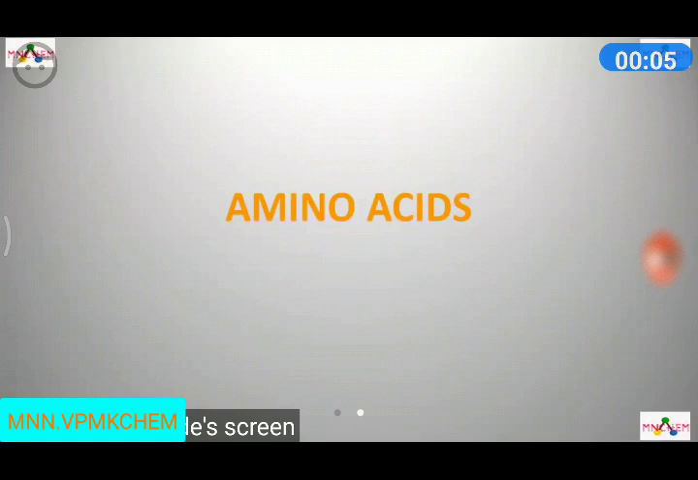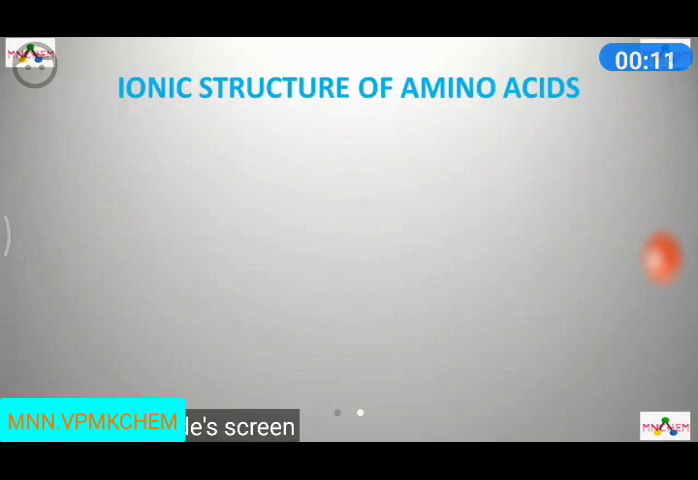Okay, today we are going to discuss amino acids. This session, we are particularly discussing the structure of amino acids. What are amino acids? By the name itself, we understand they consist of two functional groups: carboxylic acid and amino functional group. Because of these two functional groups, or difunctional nature, amino acids are present in ionic form. So let's discuss what we mean by the ionic structure of amino acids.